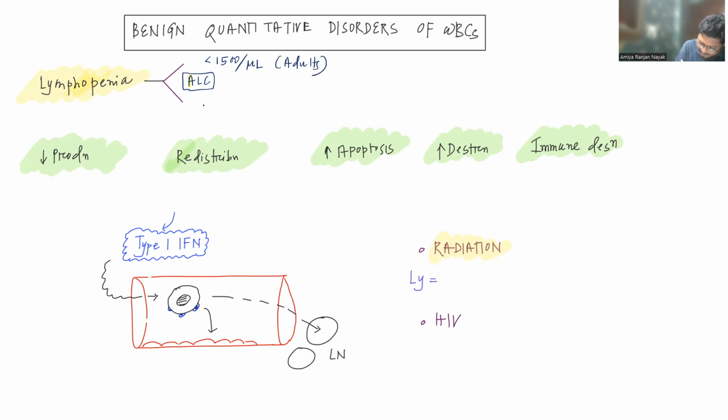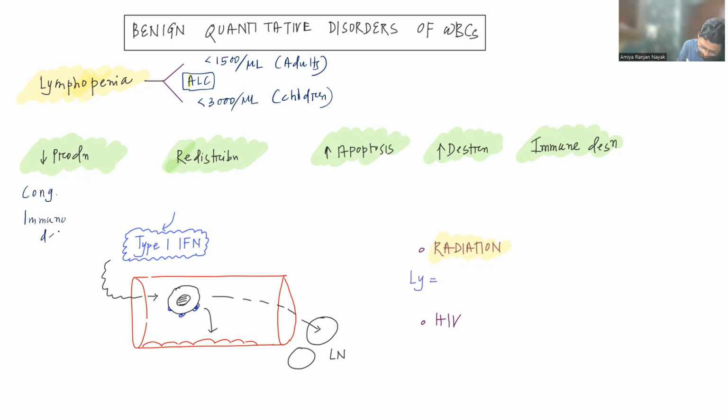and for children it is less than 3000. Okay, the cutoff is more for children because, as I already told you, children will have more lymphocytes than any other WBCs. So that is why the cutoff is more for children. Lymphopenia can be due to various causes. It can be due to decreased production. Decreased production is seen in various congenital immunodeficiencies.